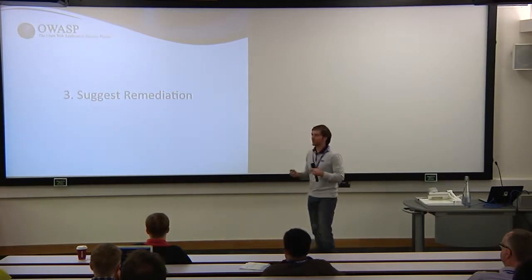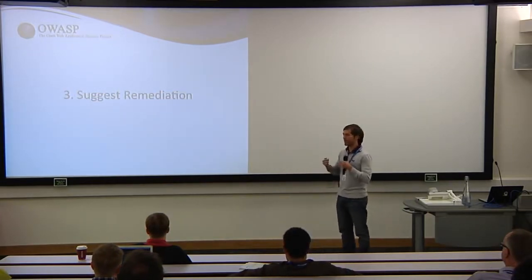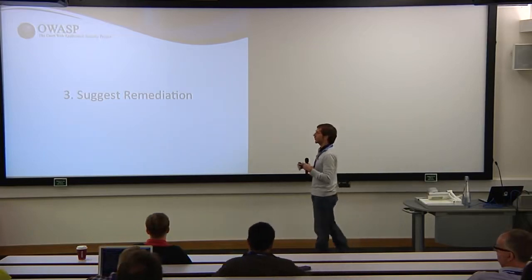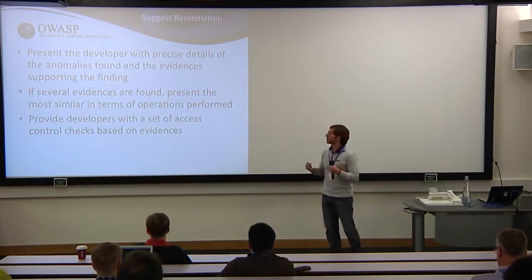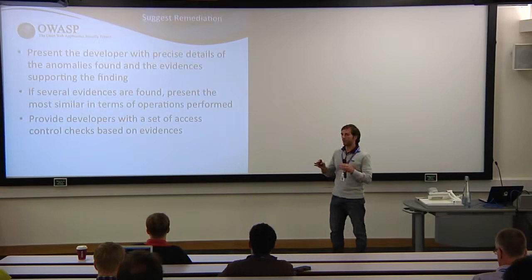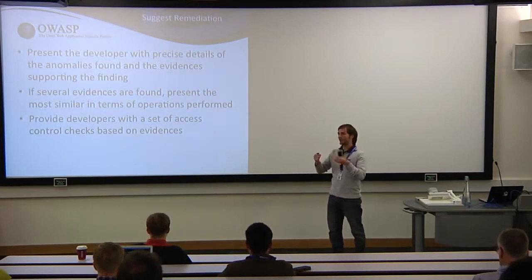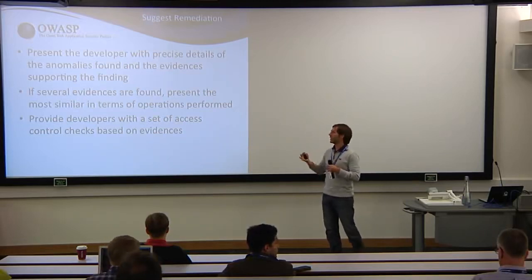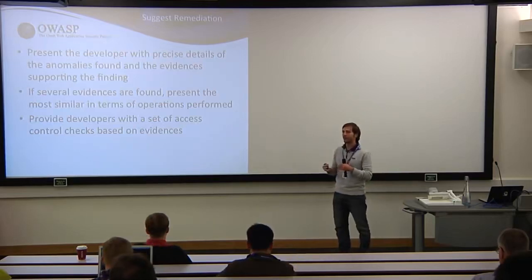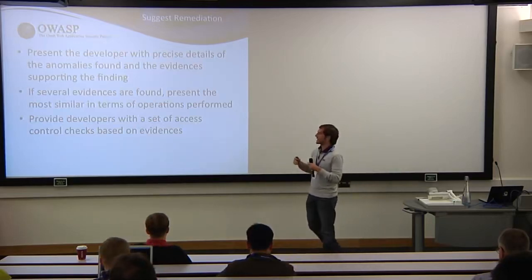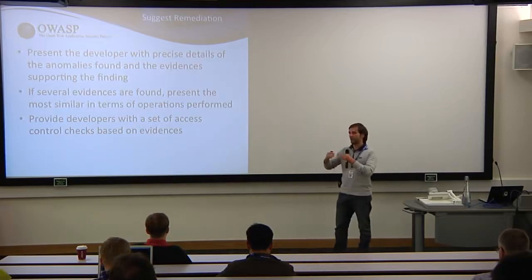Okay, so suggest remediation. This is the most important part because we have to present the results in a way that is easy for the developers to understand and that provides them with enough evidence to support our findings. Basically, we are presenting the functions or the operations that we identified as anomalies, and we are providing evidence from other places in the source code where we found that those operations were protected by some authorization checks.